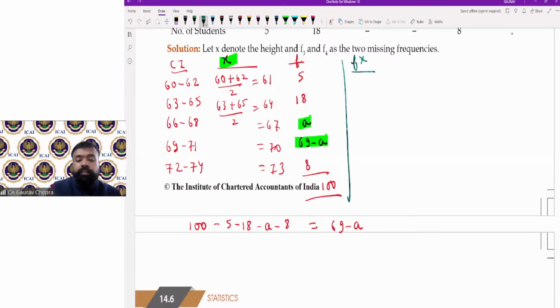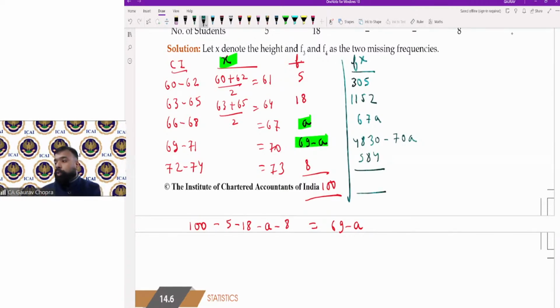So fx: 61 multiplied by 5 will give you 305. Put this in the memory. 61 multiplied by 5, memory. Then 64 multiplied by 18 gives you 1152. Then 67A. Then 70 multiplied by 69 is 4830 minus 70A. Then 73 multiplied by 8 is 584.